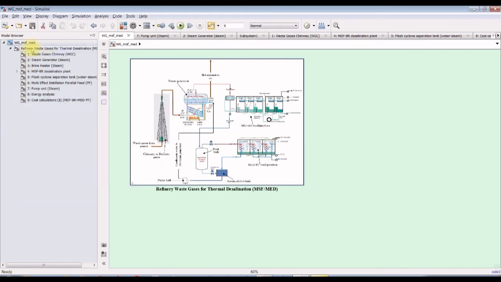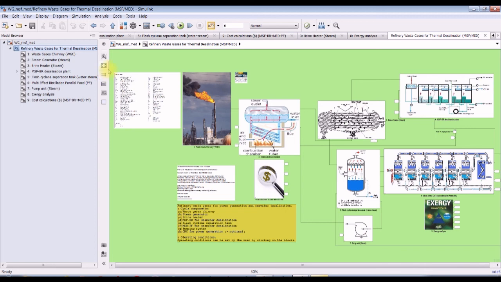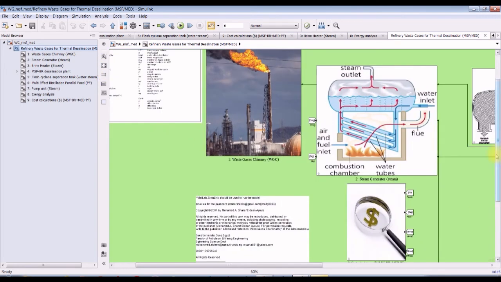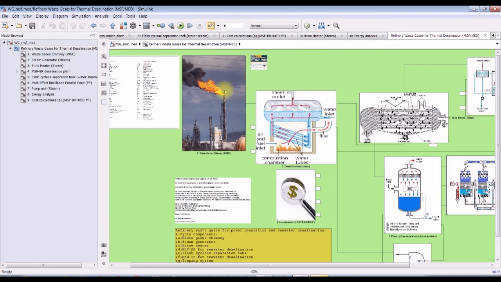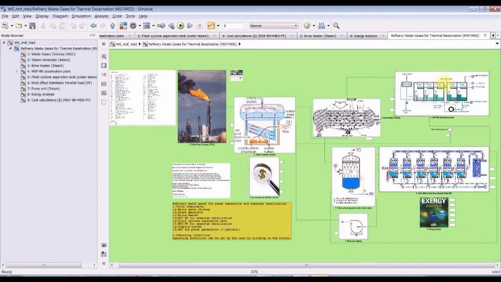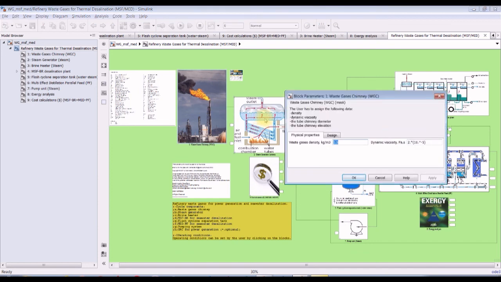Okay, as you can see here, this is our panel. These are our units. As you can see here, we have a chimney unit, steam generator unit, multi-stage flash, and so on, and this is the pump unit. Okay, we can assign some input data, for example for the chimney.